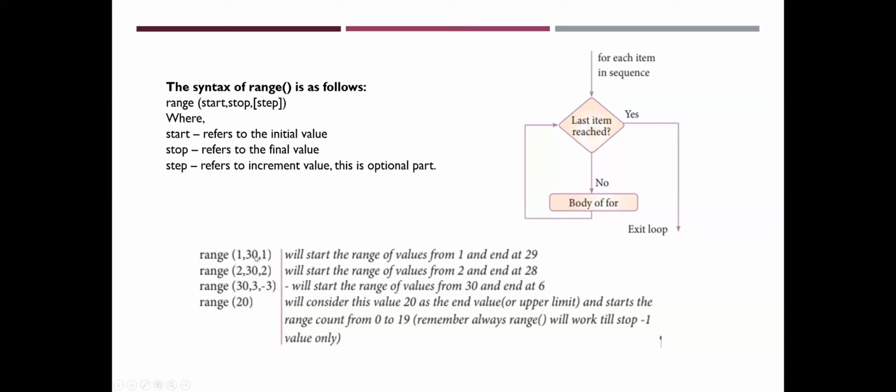This step is optional. We can simply give 1, 30. Generally the iteration for the range function will be 1 step. If we want to move 2 or 3 steps, we give that step. In the second example, you can see 2, 30, 2. Here the incremental value will be 2, not 1. After printing 2, it will print 2 plus 2, which is 4. Then in the next iteration, 4 plus 2, 6. Like that. I will show it in the code.